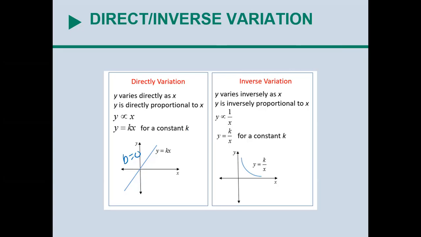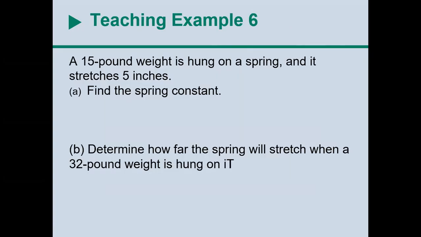Inverse variation, y varies inversely with x, and that's division. And so your constant is what your numerator is. But we're focused on this section, direct variation. So here we have this problem. A 15-pound weight is hung on a spring and it stretches 5 inches. Find the spring's constant, okay?